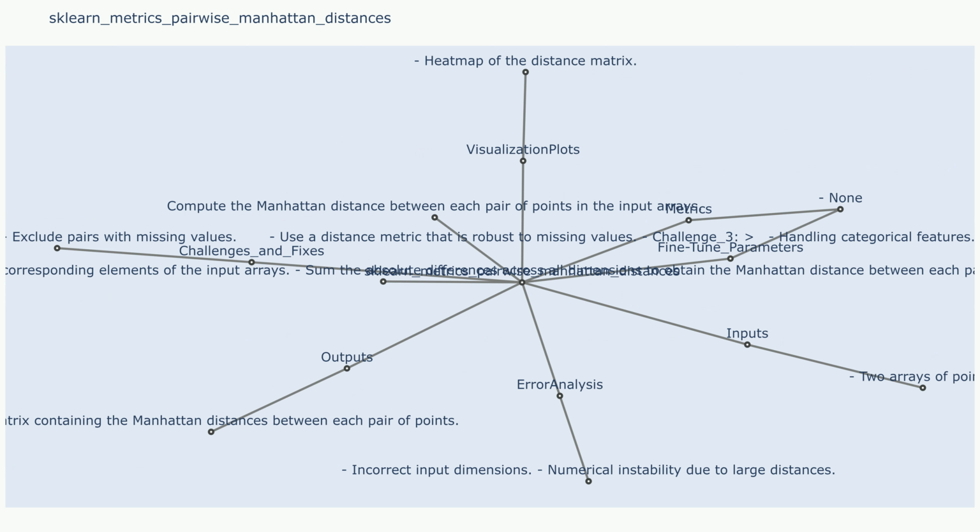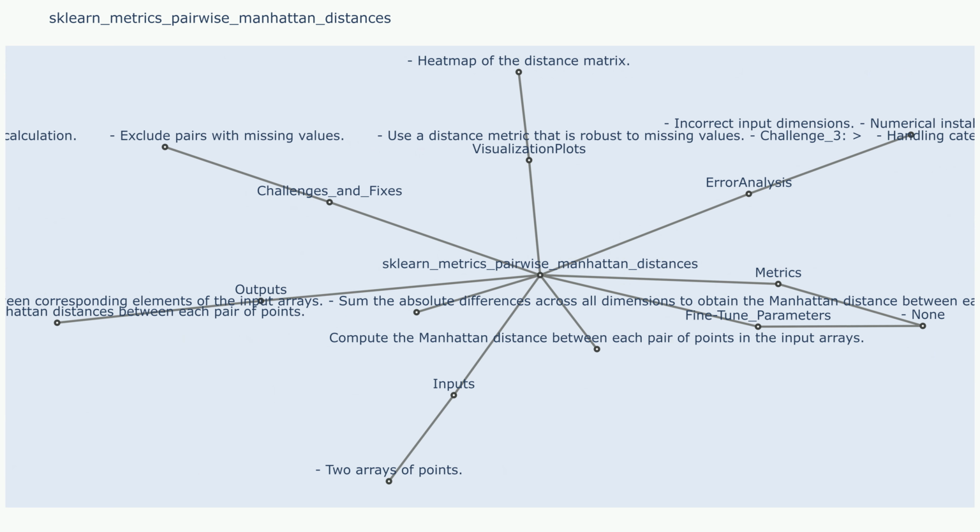Outputs. Distances. A 2D array of pairwise Manhattan distances between the data points in X and Y. It has shape (n_samples_1, n_samples_2) if Y is given, and shape (n_samples_1, n_samples_1) if Y is not given.